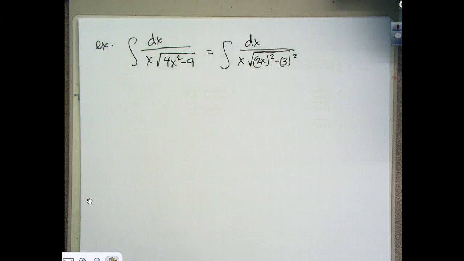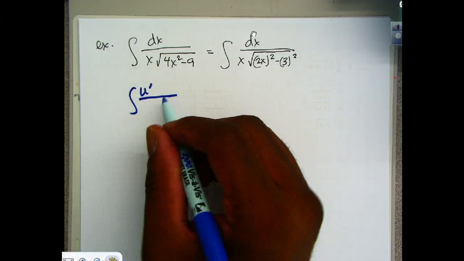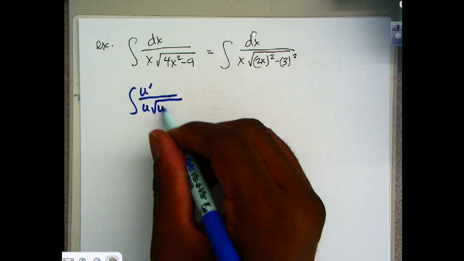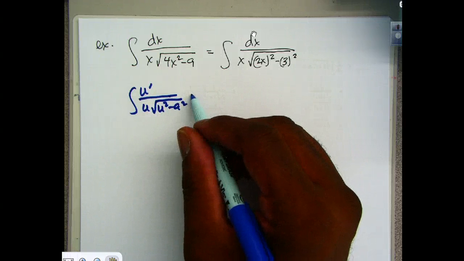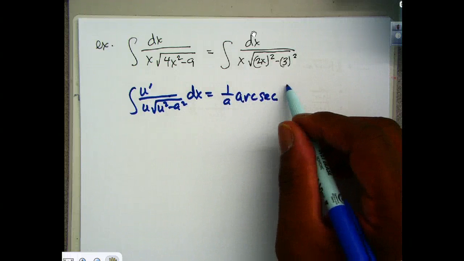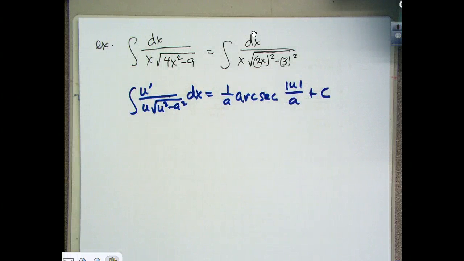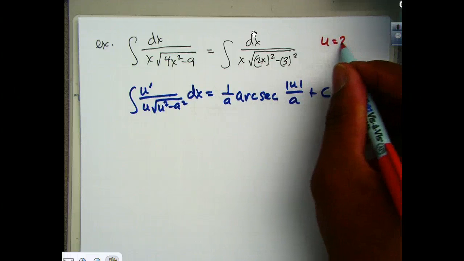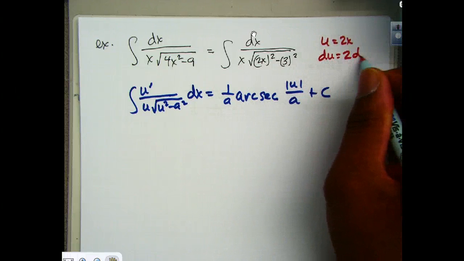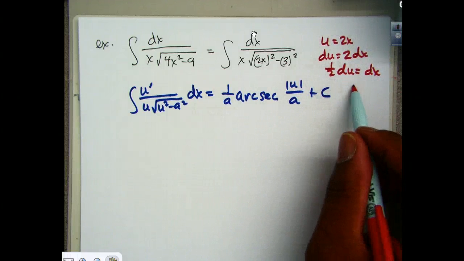Looking back at our arcsecant, we know that the integral of u prime over u times square root of u squared minus a squared dx is 1 over a arcsecant absolute value of u over a plus c. So in this case, our u happens to be 2x. Our du is equal to 2 dx, which means that 1/2 du is equal to dx. And our a is equal to 3.